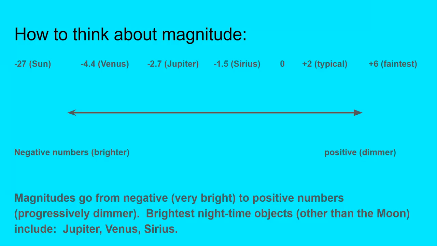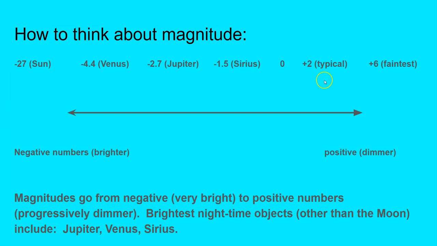Now, how do we think about this? I put this on a number line. Notice that my number line goes from negatives to positives. Negative, you've got the far left, and that's going to be the brightest thing you've got, which is the sun. Negative 4.4, Venus, negative 2.7, Jupiter, negative 1.5.